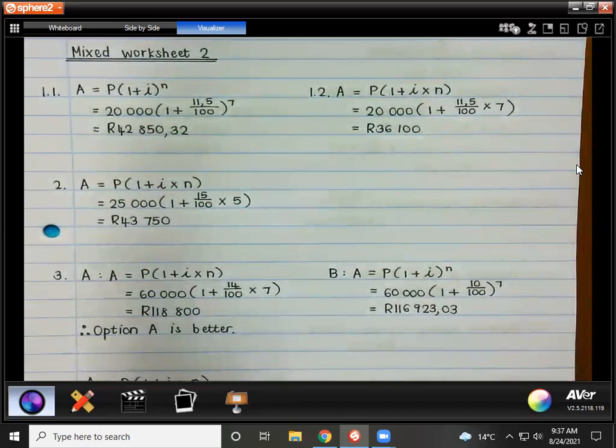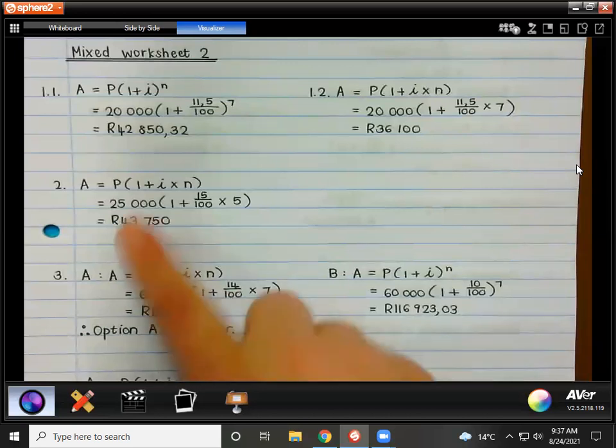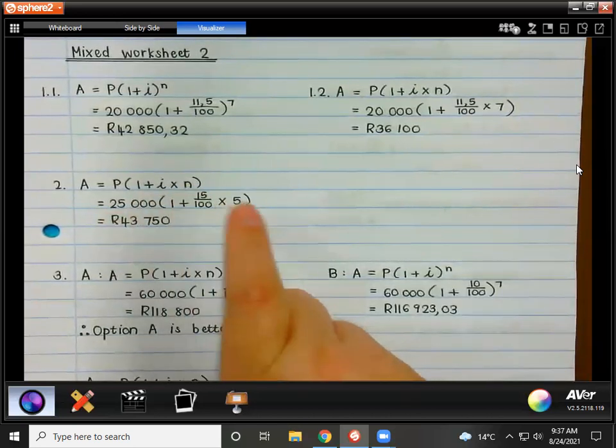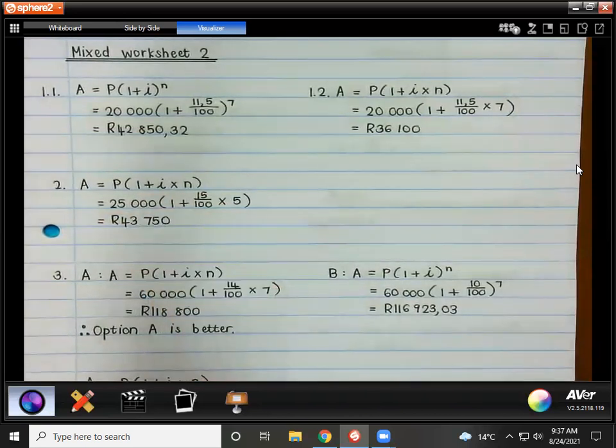Okay, for number 2, I think this was just a question on, I don't have that worksheet printed, but just 25,000 Rand. It was 15% for 5 years, and they said it was simple interest. So you just write down your simple interest formula, put in all your values, and then you get your answer.